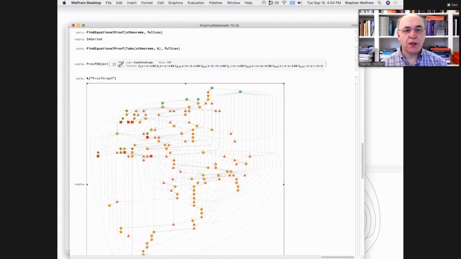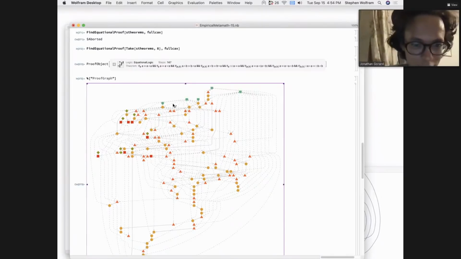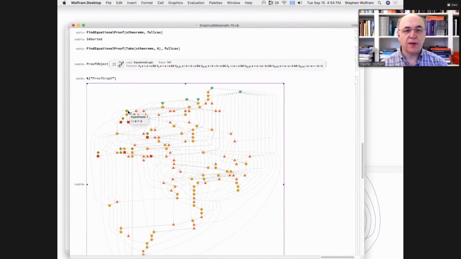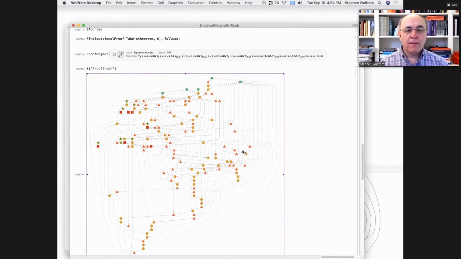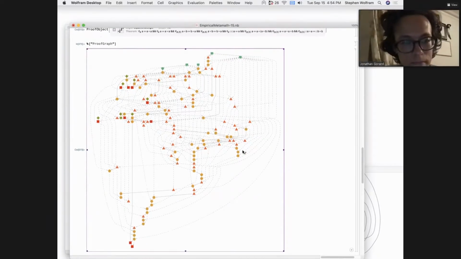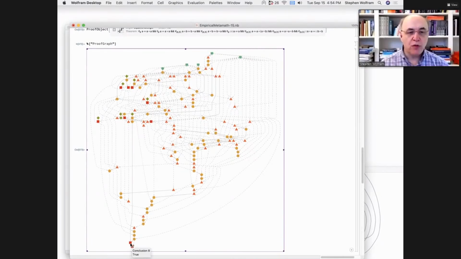So the hypotheses are those dark green things, dotted around. These things are the axioms. Okay, so this is the analog of our Euclid. Why are there two conclusions here?